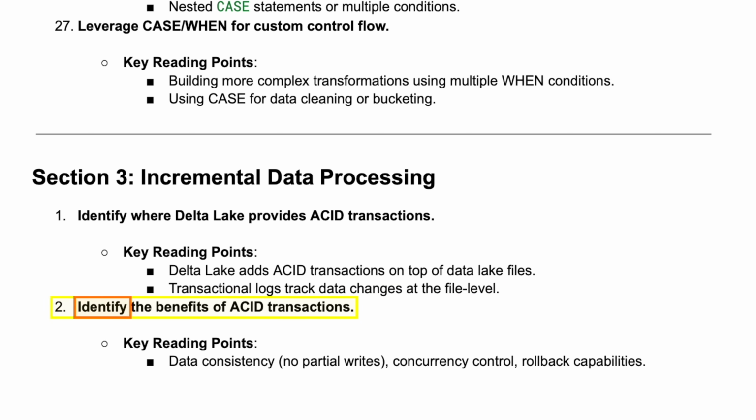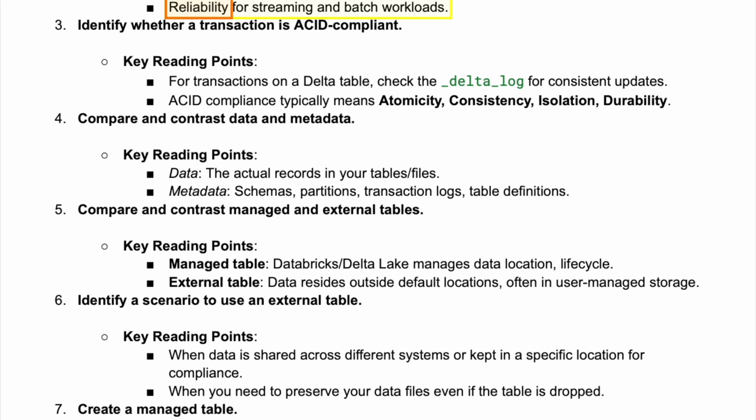2. Identify the benefits of ACID transactions. Key reading points: data consistency, no partial writes, concurrency control, rollback capabilities. Reliability for streaming and batch workloads.